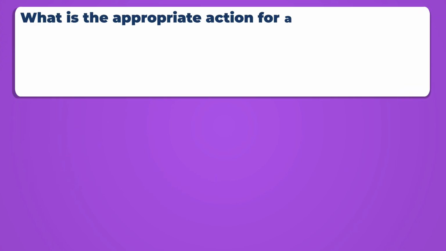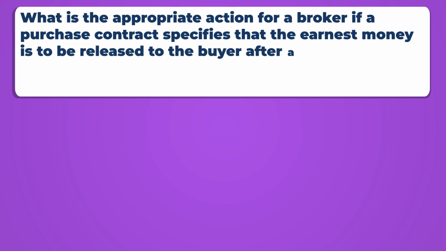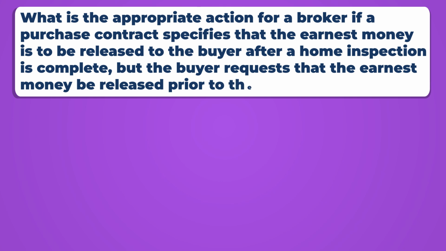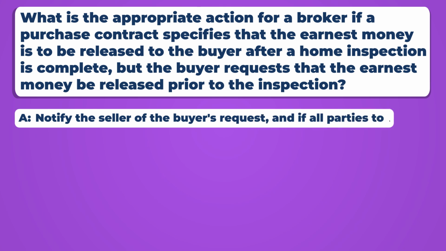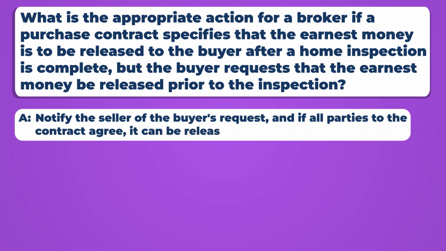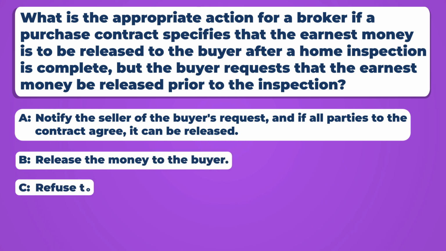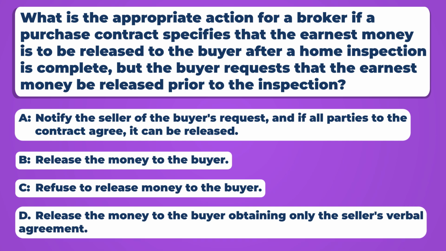Third and last question, what is the appropriate action for a broker if a purchase contract specifies that the earnest money is to be released to the buyer after a home inspection is complete, but the buyer requests that the earnest money be released prior to the inspection? A. Notify the seller of the buyer's request, and if all parties to the contract agree, it can be released. B. Release the money to the buyer. C. Refuse to release money to the buyer. D. Release the money to the buyer obtaining only the seller's verbal agreement. So, try to answer this one.